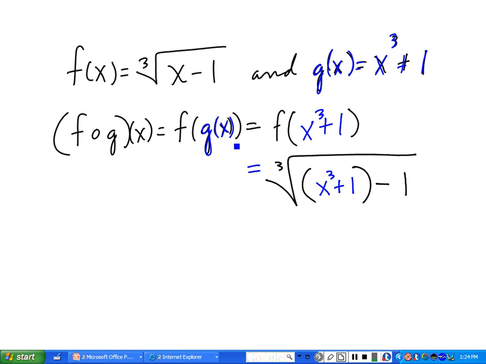Alright, what happens here? Look at the 1 minus 1. The 1 minus 1 cancels. And we're left with the cube root of x cubed. So when you have a root and you have a power and they are the same number, then they basically cancel each other out because they are inverses of each other. And the answer is just whatever this is. So the answer here is just x.